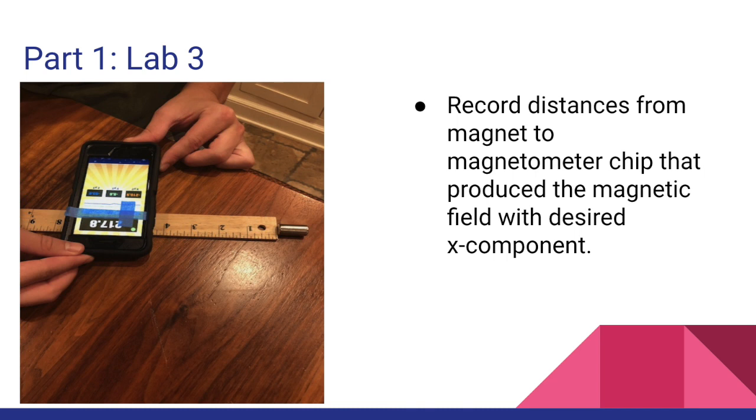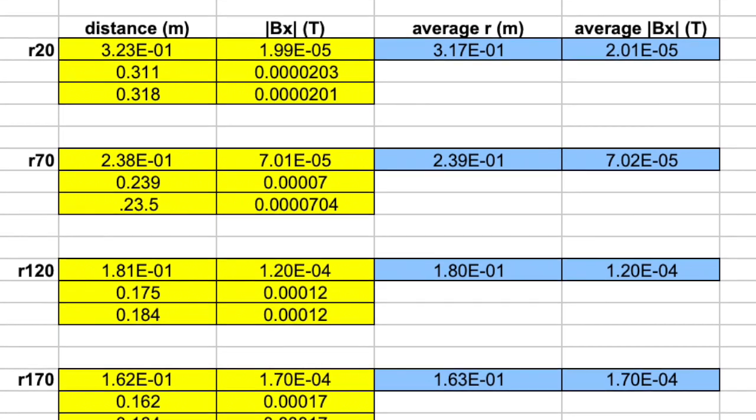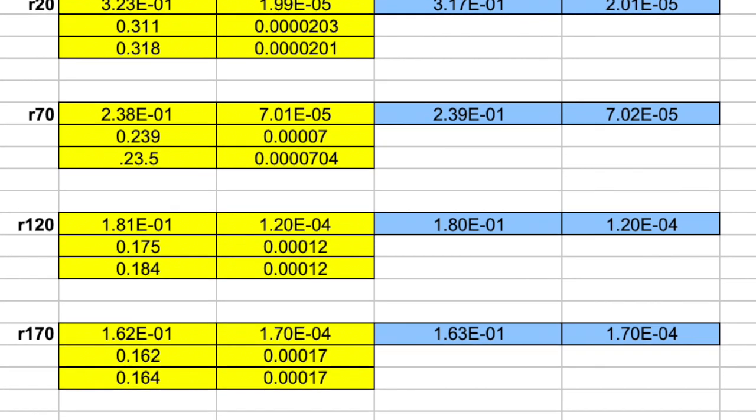Some key observations I made while conducting this part of the lab were that when the magnetometer app is far away from the magnet, it measures a near zero magnetic field in the X direction. The position of the magnetometer has an effect on the measured X component of the magnetic field. And as the magnetometer moves closer to the magnet, the measured X component of the magnetic field increases. Here are the results I obtained from conducting this part of the lab.